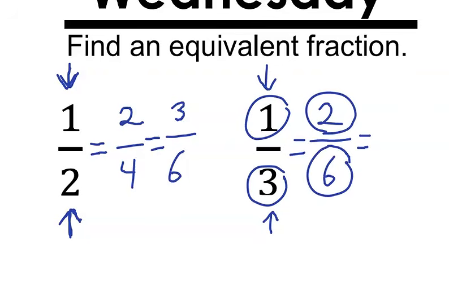All right, so on and on. So 1 times 3 would be 3. 3 times 3 is 9. So there we go, equivalent fractions. And we can go on forever. 1 times a million would be 1 million. 3 times a million would be 3 million. That would be an equivalent fraction.